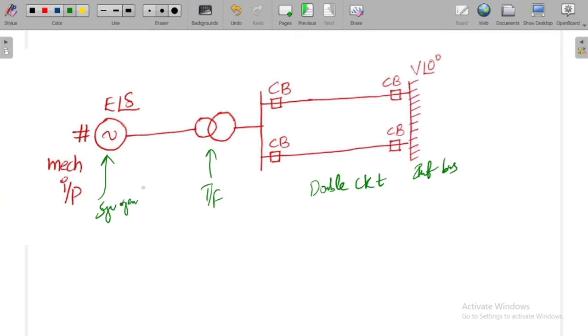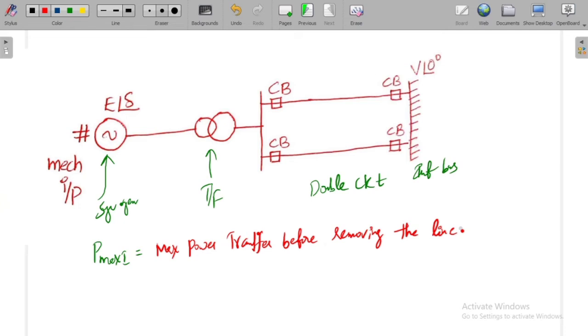Now if you observe, how can you write the power transfer equation when you have both the lines? I am assuming Pmax1 as the maximum power transfer before removing the line, meaning before removing one line from the double circuit configuration, the maximum power transfer is Pmax1. Similarly, I am assuming Pmax2 as the maximum power transfer after removing the line, right? Now observe the reactances.